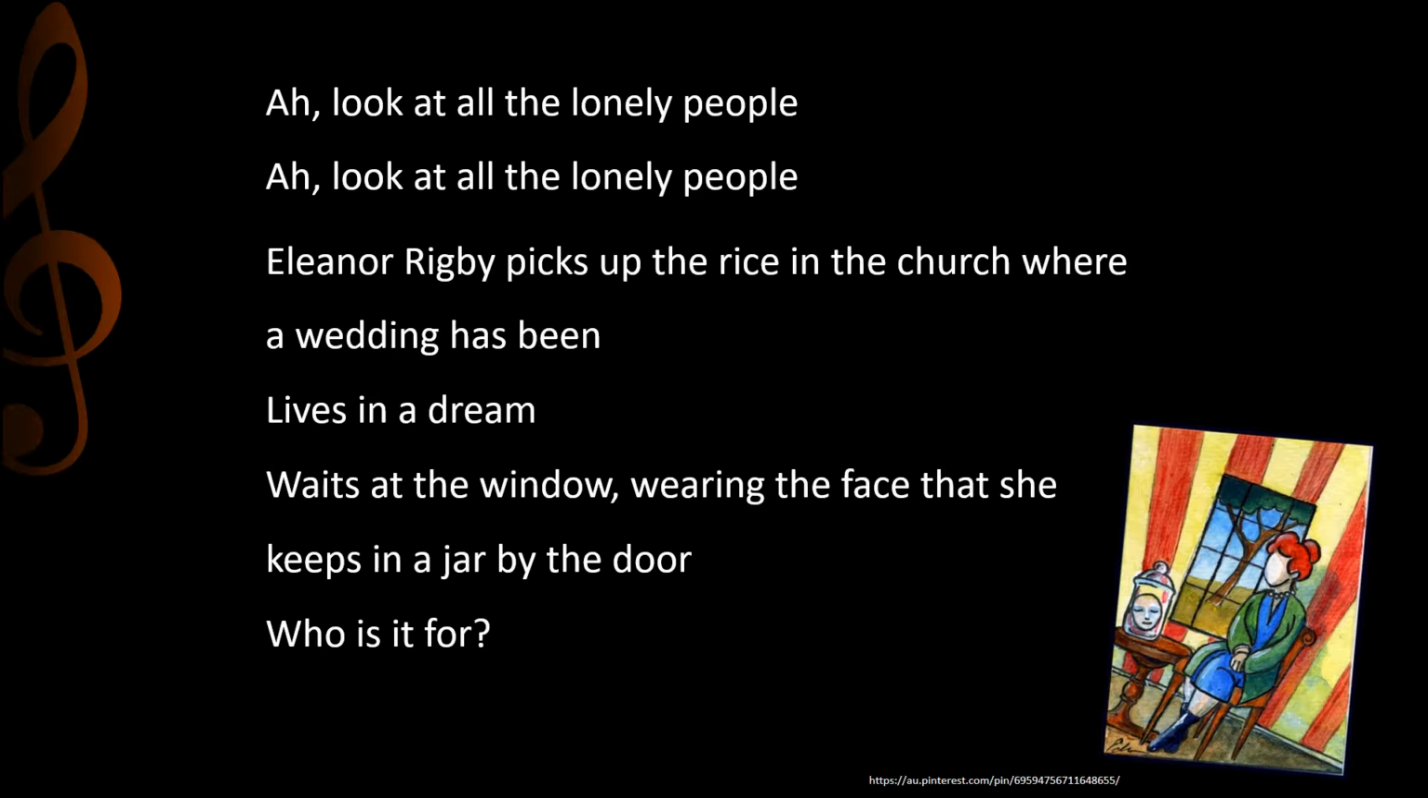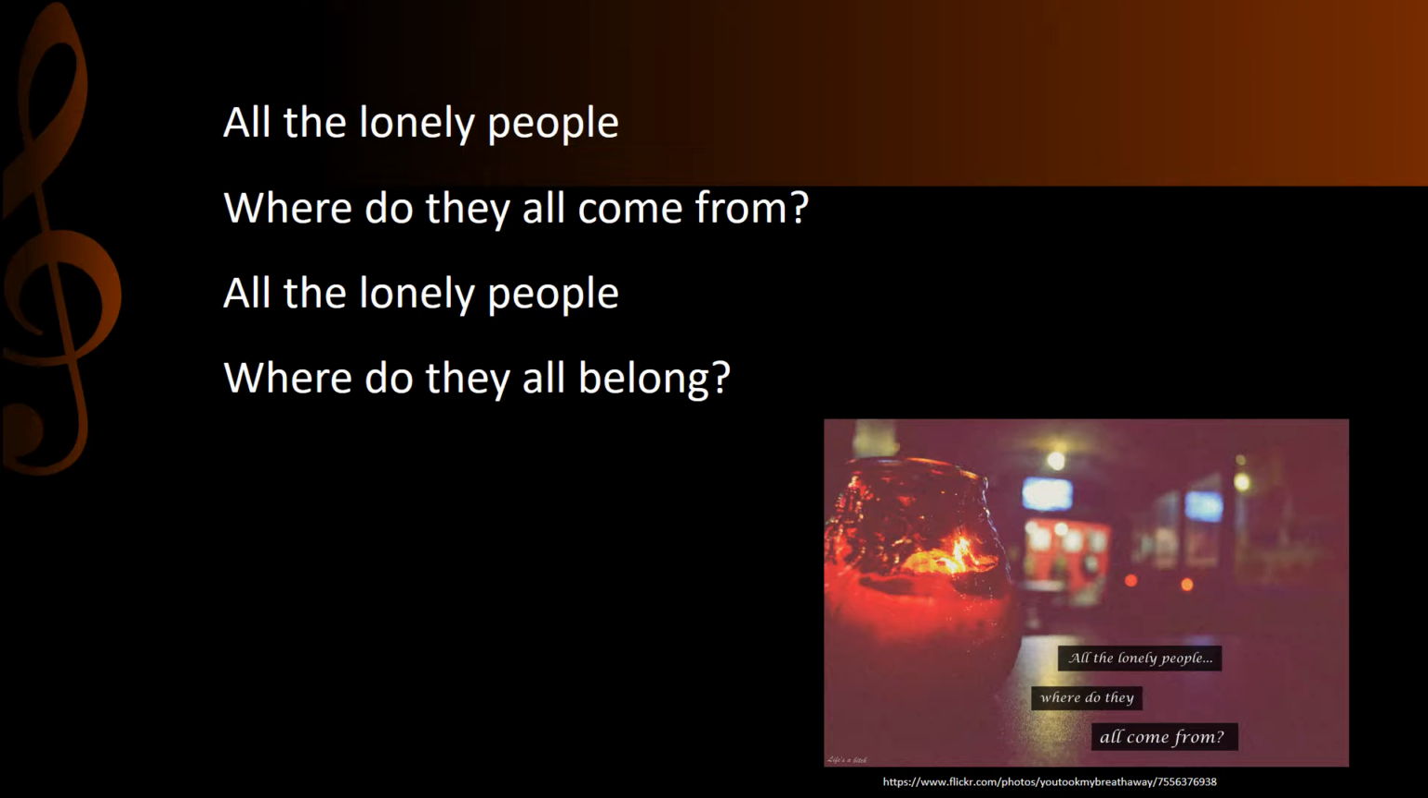These short lines emphasise the questions, "Who is it for? What does he care?" This makes the listener question, who is she? Who is he? Why are they lonely? Eleanor Rigby uses third-person narrative and repeats pronouns such as she, him, her, his, and they.